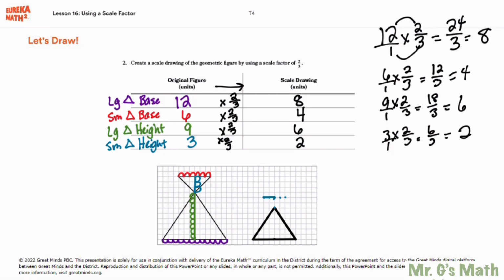So here's my base of 4. And then I connect my triangle. So there's my scale drawing of my 2 triangles touching each other. That is 2/3 the size of the original. Any questions? No questions? Everybody's good? Okay.